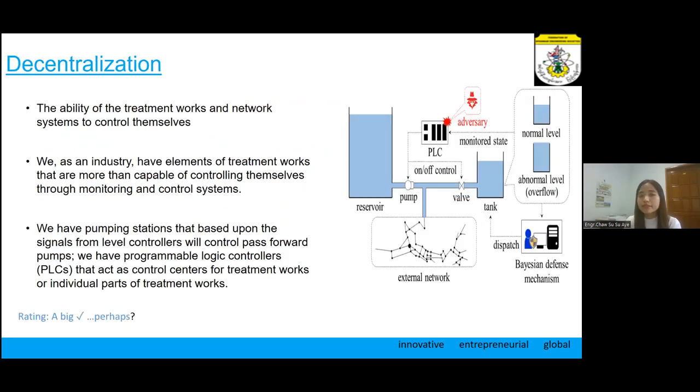And the third one is decentralization. This is the ability of the treatment works and network systems to control themselves. We as an industry have elements of treatment works that are more than capable of controlling themselves through monitoring and control systems. So we have pumping stations that, based upon the signal from level control, start and stop pumps. We have programmable logic controllers, PLCs, and these act as a control center for treatment works or individual parts of the treatment works. So as for the rating for decentralization, we can say yes, a bit ahead.